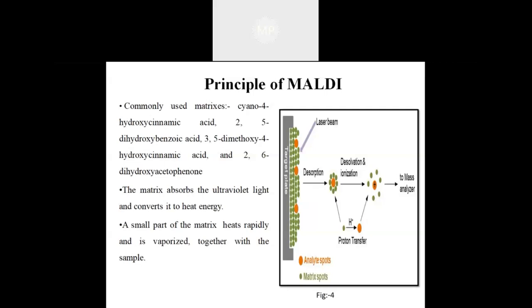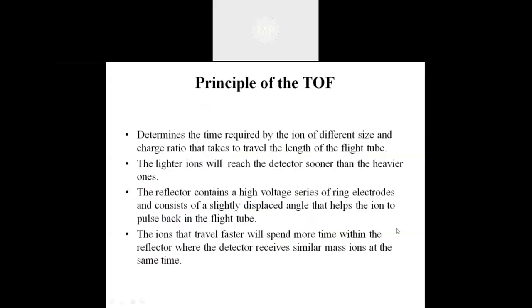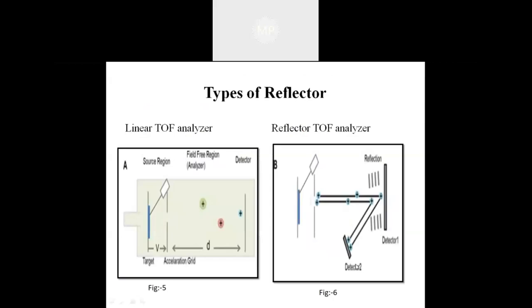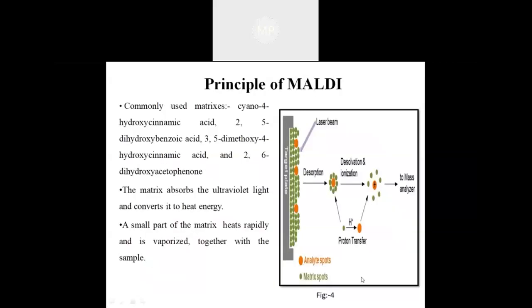On the basis of their mass-to-charge ratio, the protonated ions accelerate and separate. Basically, smaller ions accelerate more quickly than the larger ones. After that, using a time of flight analyzer, these protonated ions are identified and measured. So these are all the principles of MALDI.